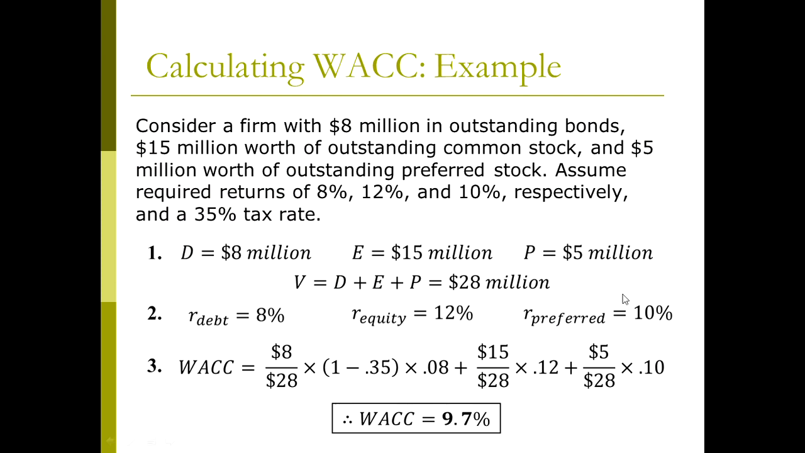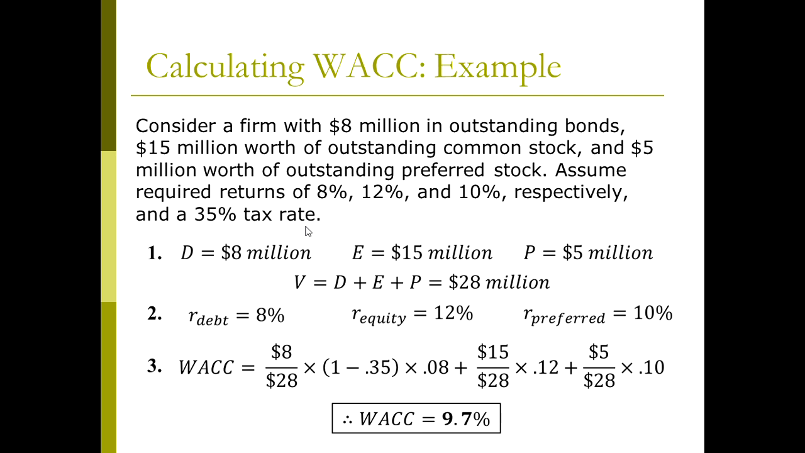Okay, so let's put everything together to calculate the WACC. Now we have a company, $8 million in bond, $15 million common stocks. Both numbers are market value. $5 million worth of outstanding preferred stocks, market value. Required rates of return for the three assets, 8, 12, 10% respectively. 35% tax rate. What is the weighted average cost of capital for the company?